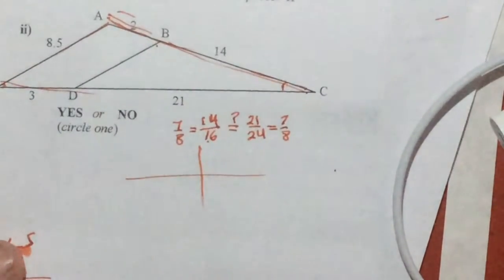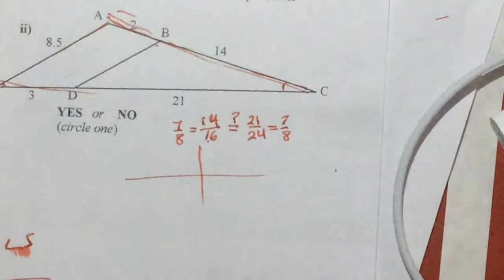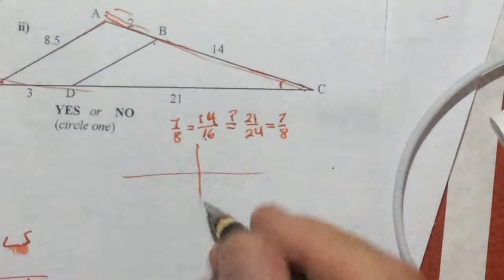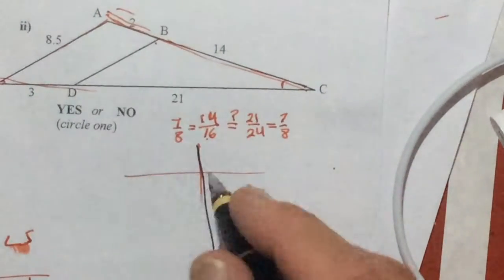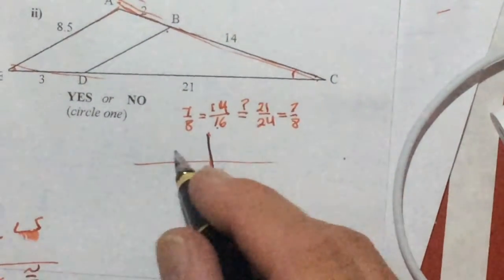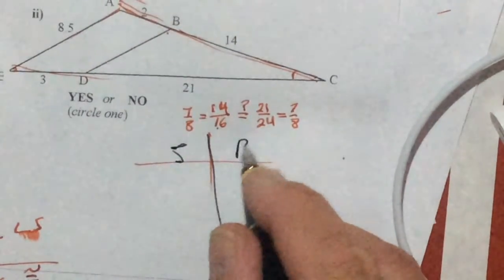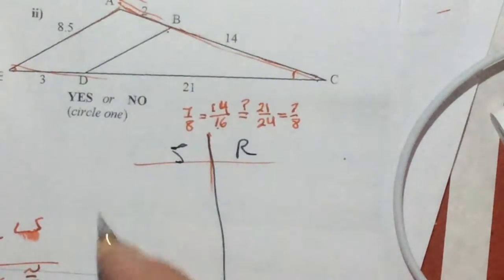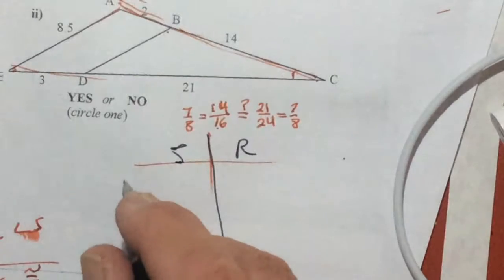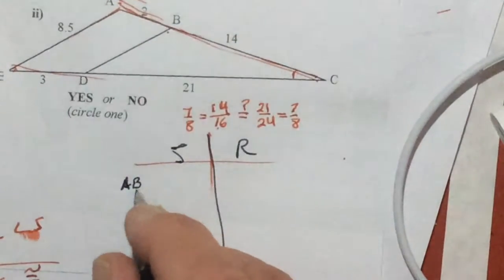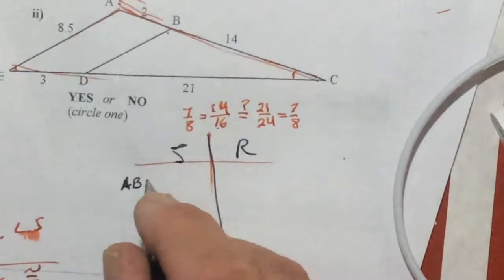I think I'm running out of ink. Switch pens here. Go from red to black. Let's say statement, reason. Okay. What do I know? I know AB is equal to 2.